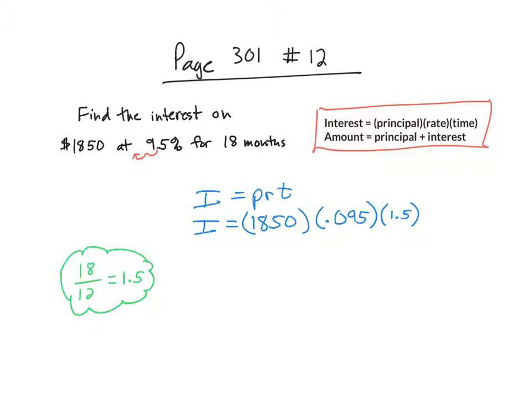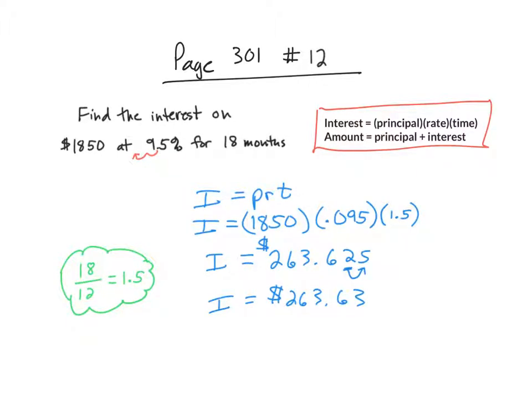So going back here, if I put that into my calculator, I'm going to get 263.625. Now, because it's in dollars, I'm going to need to round to the nearest cent, and since that is a 5 or greater, my total will end up being $263.63.